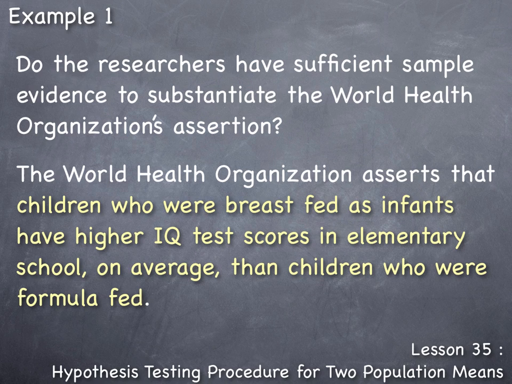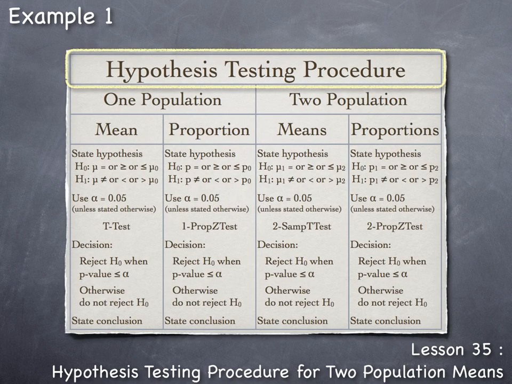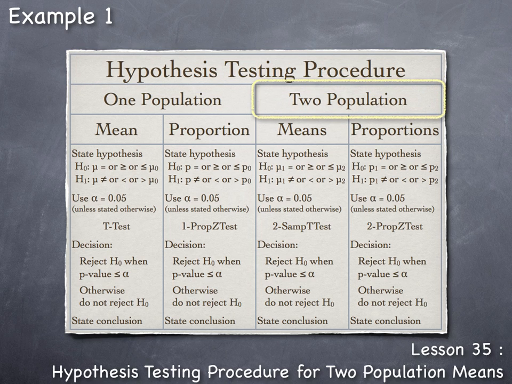The assertion is that the children who are breastfed as infants have higher IQ test scores in elementary school, on average, than children who are formula-fed. Higher indicates a greater than mean. So here, the statistical form of this idea is that mu1 is greater than mu2, where 1 is referring to the first population, which were the children who were breastfed as infants, and 2 is referring to the second population, which were the children who were formula-fed as infants. So in this example, we'll be conducting a hypothesis testing procedure for two population means.